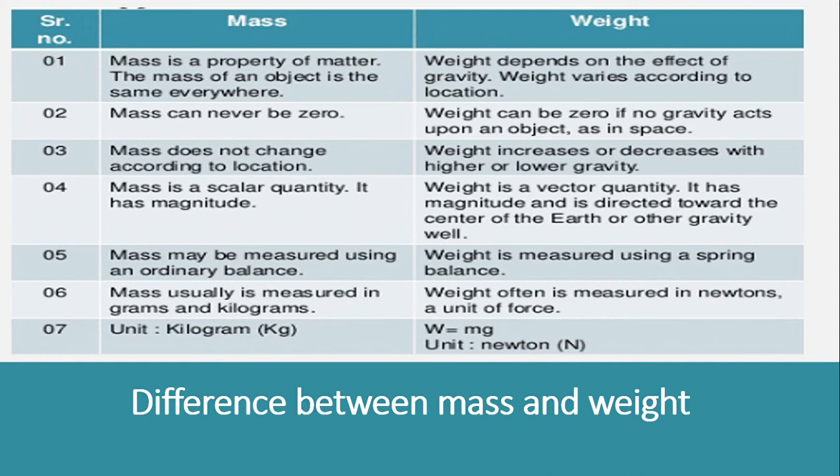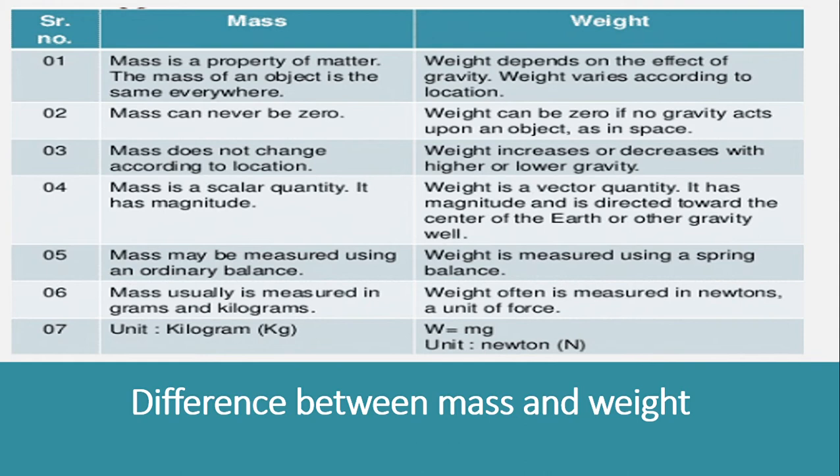A spring balance is basically an instrument which has a scale attached to it, and then you hang the weight or an object to it, and it gives you the force that is applied to it. Weight often is measured in newtons, or newton of force. W is equal to mg. That is the formula that you use to find out the weight, where m is the mass and g is the gravitational acceleration, which in this course you are going to take as 10 meters per second squared.